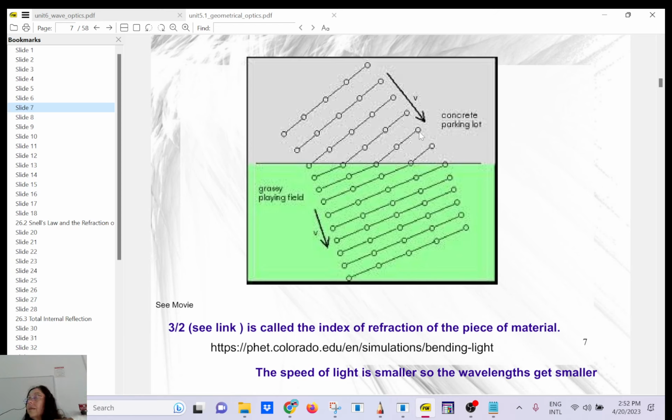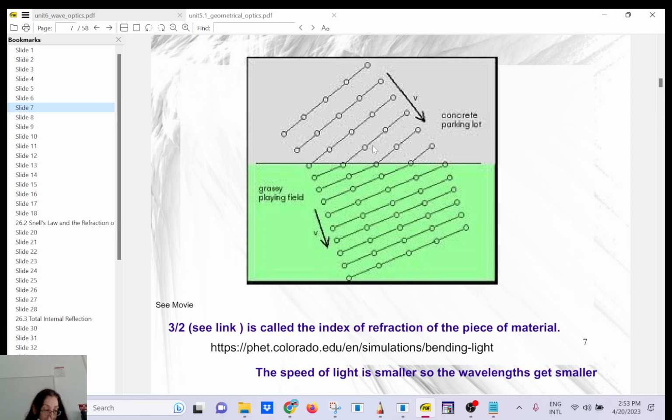Does it make sense? If you imagine it's like marching bands. They march, march, march, march. This one is slowing down, so this one is still going fast. So it makes a turn, right? They turn in this direction. And that happens because light will move slower in glass, for example. So if this is glass or this is plastic, the light will move slower, so it will bend.